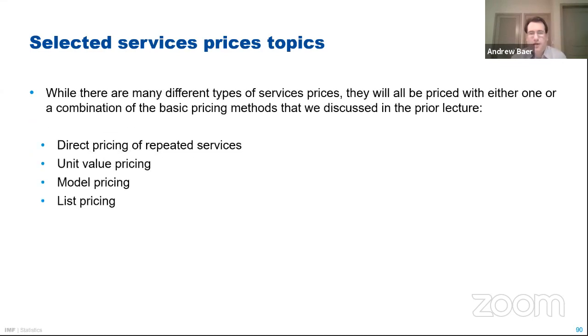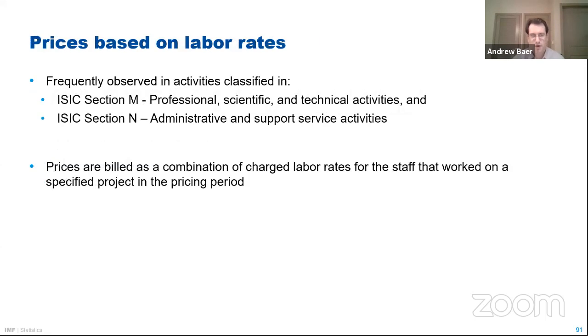So there are many different types of services prices, but they're all going to be composed of combinations of the methods we just discussed earlier today. Direct pricing of repeated services, unit value prices, model prices, and list prices. But we can combine these approaches in different ways, and that's what I'm going to talk about in this next part. So for example, prices based on labor rates.